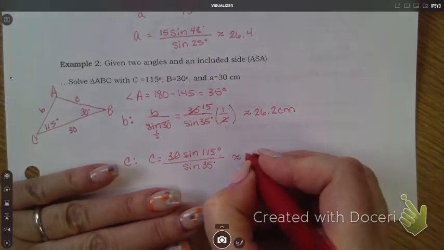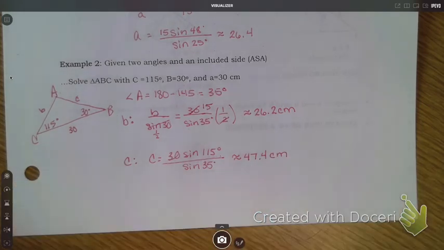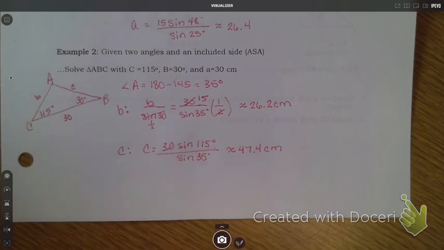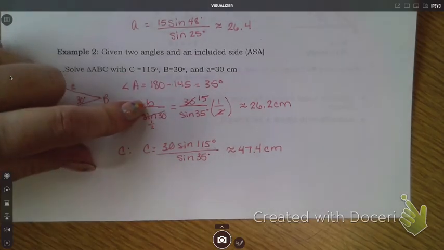I got approximately 47.4. How about you guys? Yep. Okay, you notice I showed my work a little differently this time, didn't I? You did it the second time. Yeah, I wasn't going to do it, and then I decided to go ahead and do it, because I never do this. Because I can move it around in my head.